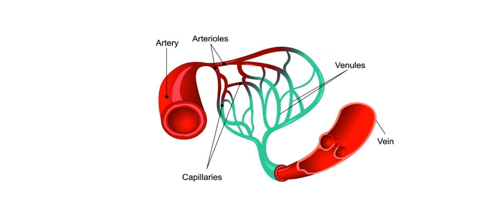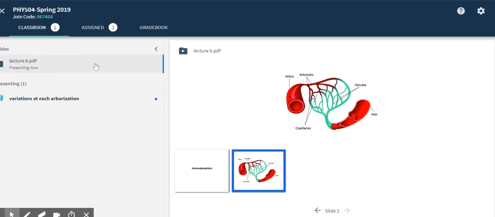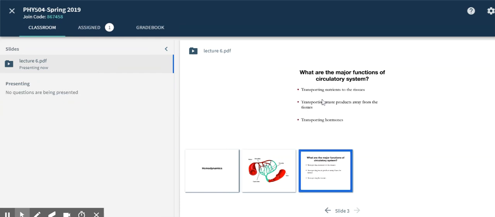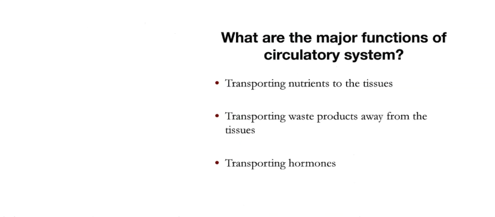So, major functions. The biggest one is getting the oxygen and nutrients to the tissues of the body, okay? Or getting the blood to the lungs where it can do this other exchange to be able to provide for the tissues of the body. But, okay. There are some other features.